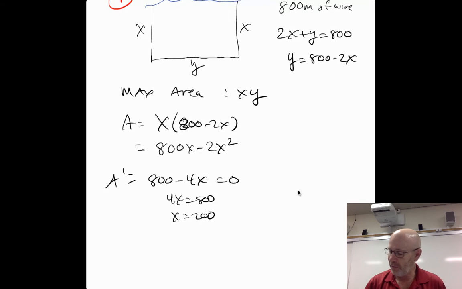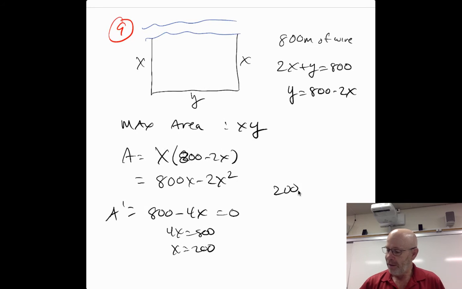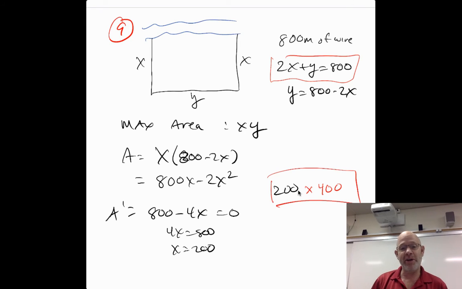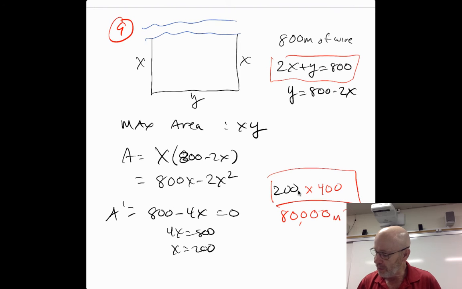Come back up here, which means it's 200. And then notice we got the wire, so 2x plus y is 800, so 200 and 200 for the x, that's 400, at least 400 for the y, right? So I think that means the dimensions of the area are 200 by 400. And the question, make sure you answer the question, was what is the largest area you can close and what are its dimensions? So there are the dimensions. And then we got 80,000 meters squared.